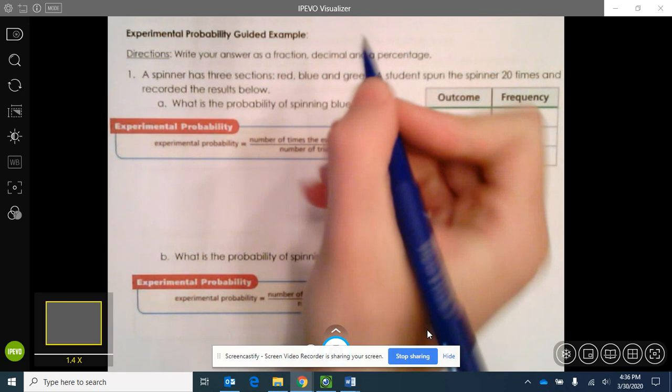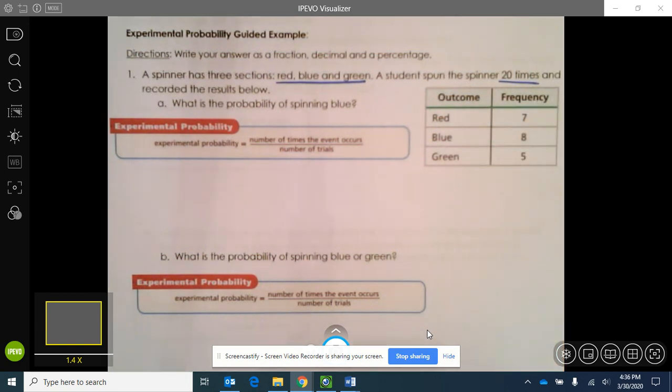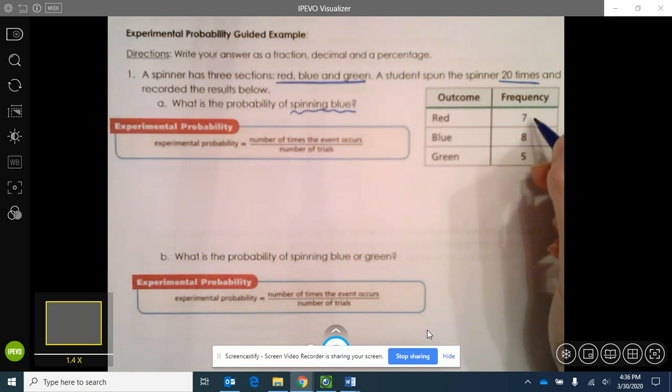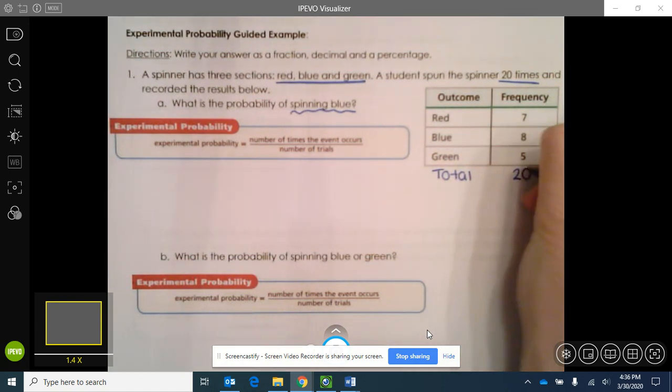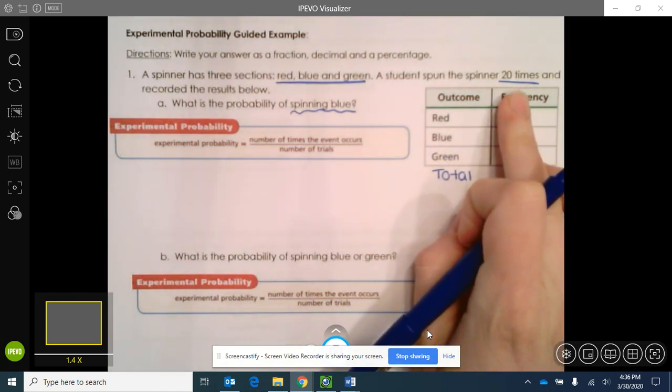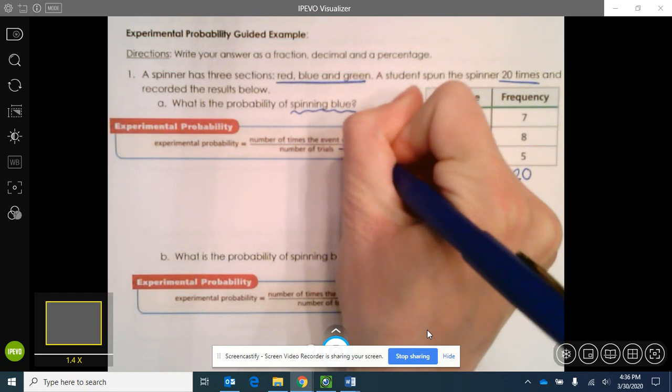The spinner has 3 sections, red, blue, and green. A student spun the spinner 20 times and recorded the results below, so in this table here. We want to know what's the probability of spinning blue. So first thing, anytime you're doing a probability problem, you always want to start by figuring out the total number of possible outcomes. So the student spun the spinner on red 7 times, on blue 8 times, and on green 5 times. So if you add 7 plus 8 plus 5, you get the student spun the spinner a total of 20 times, which was also told to us up here in the original problem. So our total number of trials is 20.